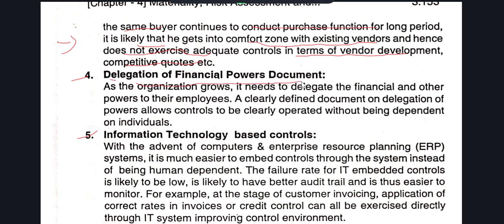And the delegation of financial powers document. As an organization grows, it needs to delegate financial and other powers to its employees. A clearly defined document of delegation of power allows controls to operate clearly without being dependent on an individual. So such power should be delegated carefully. When delegating power to someone, they may take control of the organization, so we need to see whom we are delegating power to. The employee may be good, but the organization should not wholly depend on that employee. We should always be careful in delegating power.